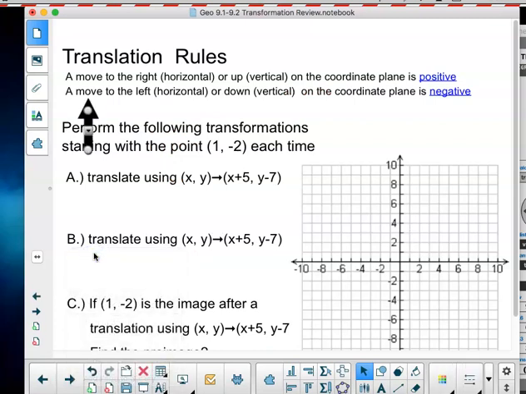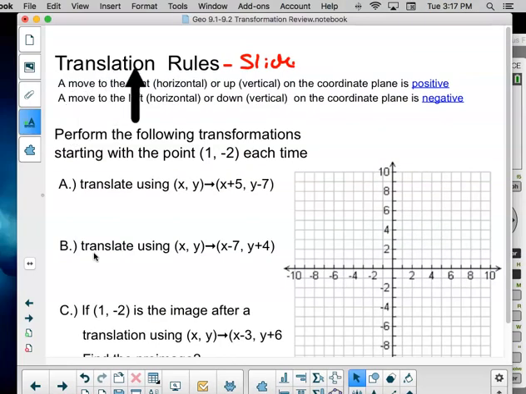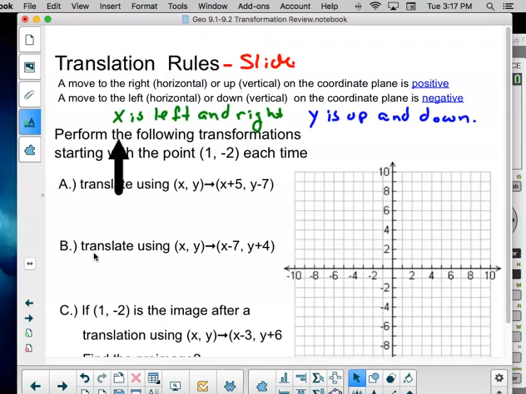So we're looking at this idea of translation rules. Now, a translation is a slide. Remember, that's a slide. A move to the right, horizontal, or up vertical on the coordinate plane is a positive move. A move to the left, horizontal, or down vertical on the coordinate plane is a negative move. That's what we learned about, and this is really what happens when I go left and right is X and up and down is Y.